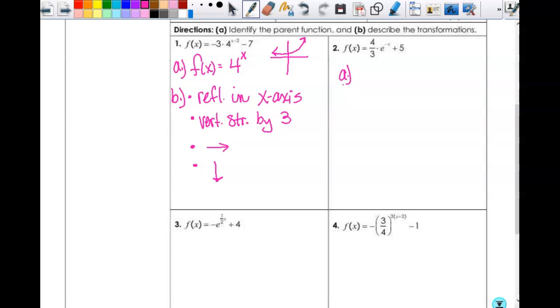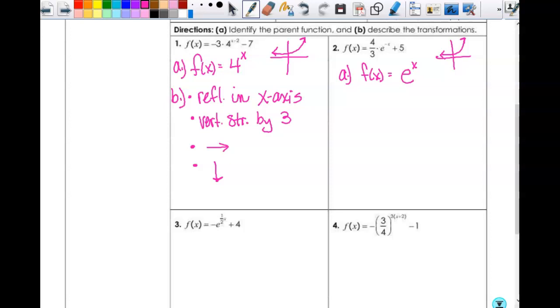Because nothing's being multiplied by x. Does that make sense? Okay. Are you just stretching? Okay. All right, so then my parent function here, f of x equals what? E to the x power. So the same basic shape is going to happen, exponential growth.